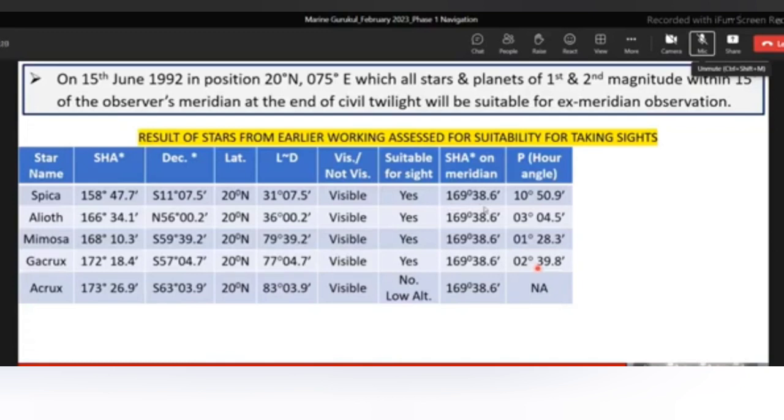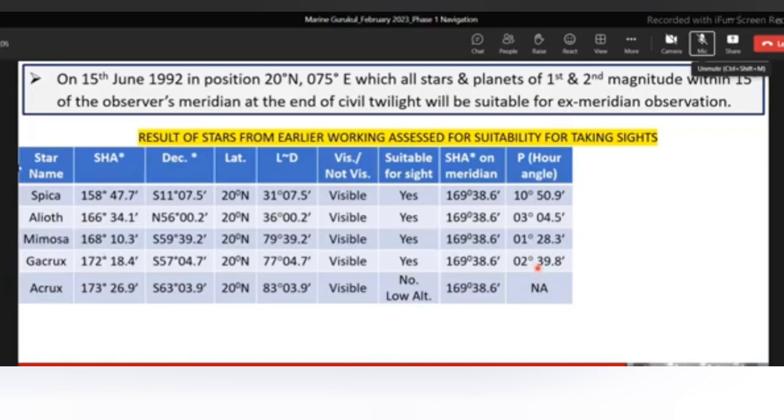Okay. But for the star Mimosa, the SHA is not on the daily pages. Where do we get this? We are not going to daily pages, beta. We are going to the table given on page 268. Okay, sir. So just go to the table given on page 268. Go for SHA 168. You will find Mimosa there. So up to here, everybody is clear, beta? Shall we move ahead? Yes, sir.